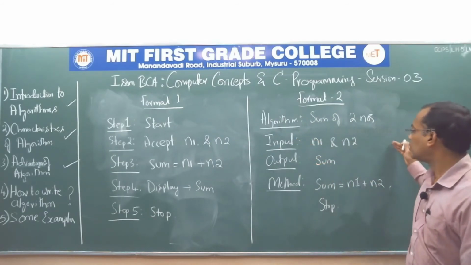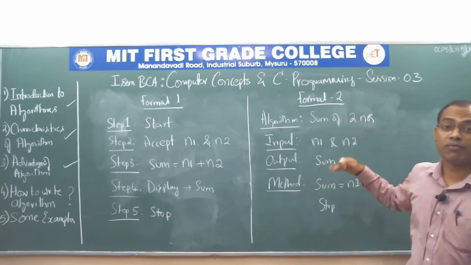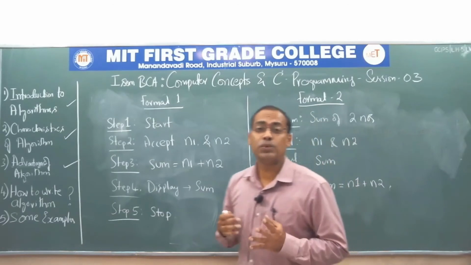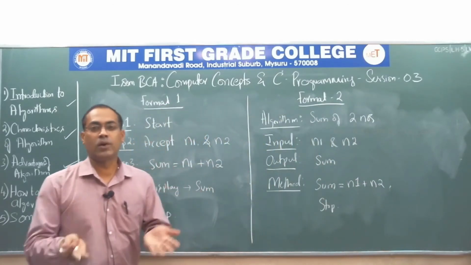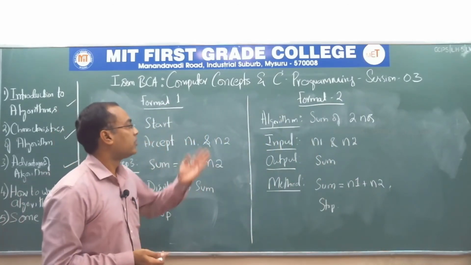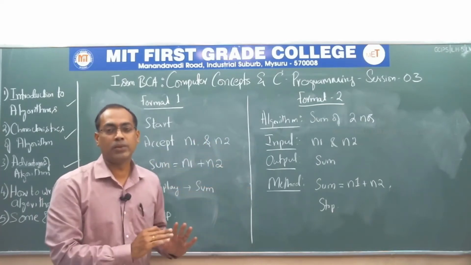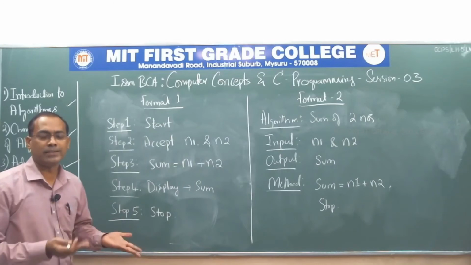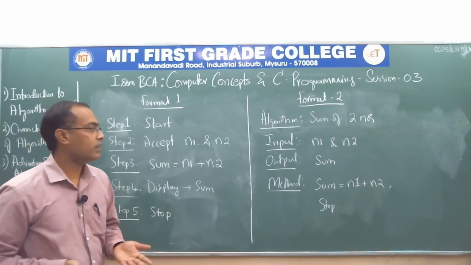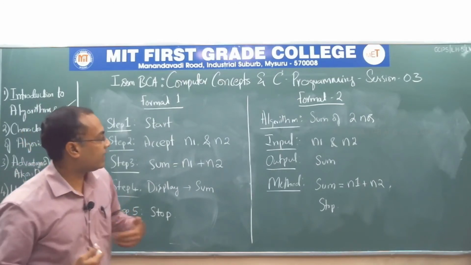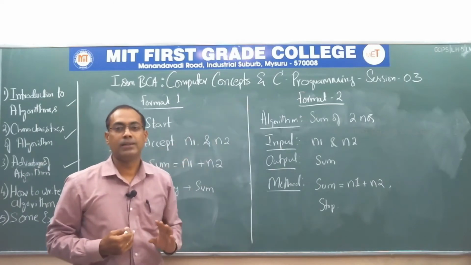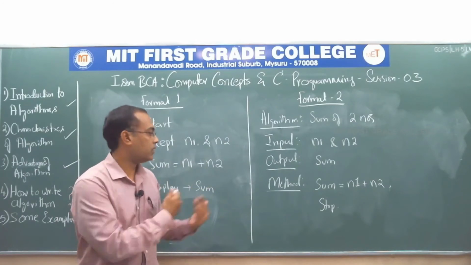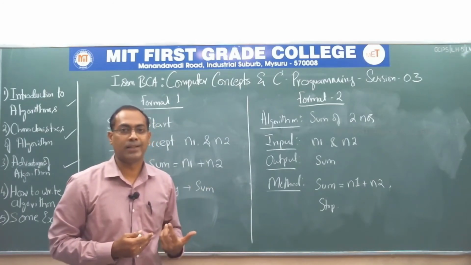So these are the two techniques of writing, or formats of writing, an algorithm. Now students, you might ask me, sir, which one to follow? It is your choice. If you like format 2, you can go ahead with format 2. If you like format 1, you can go with format 1. It is up to your decision. So I personally like this format of writing algorithms. Now I hope you have understood the two formats of writing the algorithm.